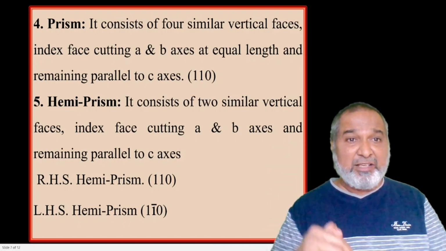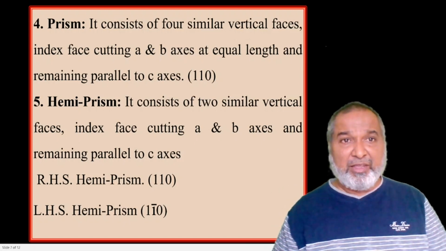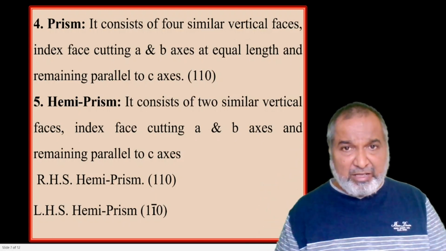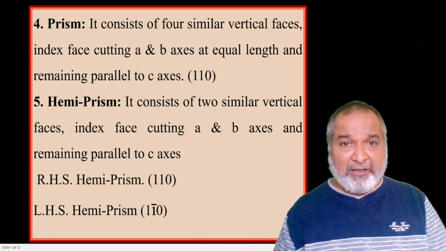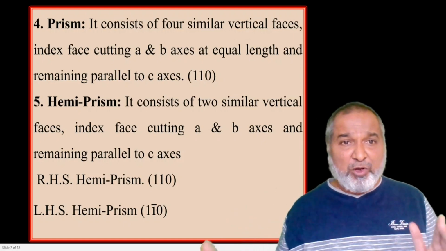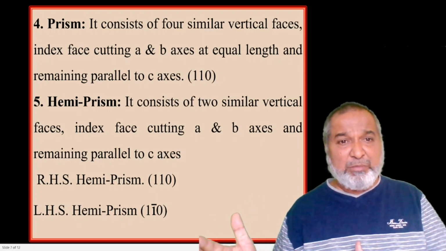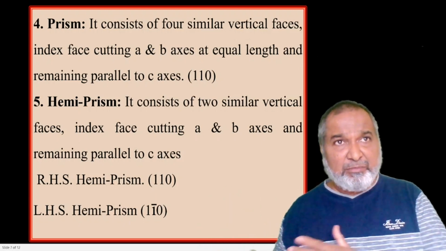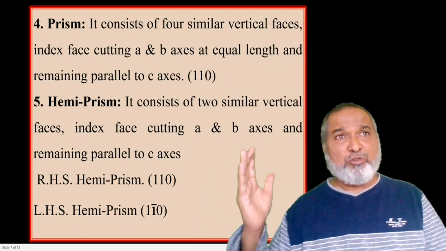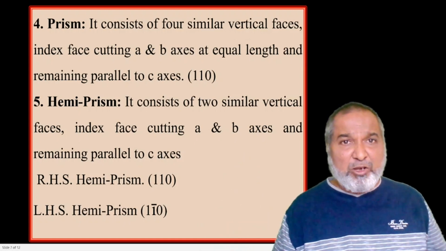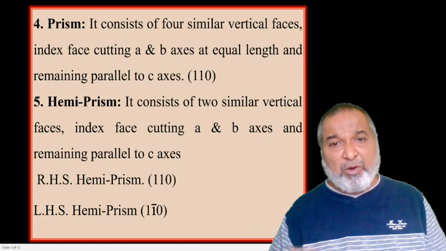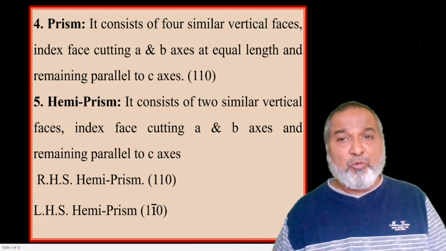That is the normal. But here in this, we are going to get the hemiprism. Hemi means that whatever four vertical faces there are, now they become two. So here we are going to get two prism faces, one on your right hand side, one on your left hand side. That is called the right hand side hemiprism, and the left hand side hemiprism. If it is coming on your right hand side, it is going to cut your A axis. When it is coming on the B side, it is going to cut your B negative side. So 110, 010.